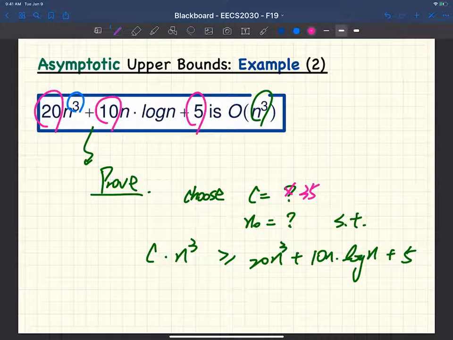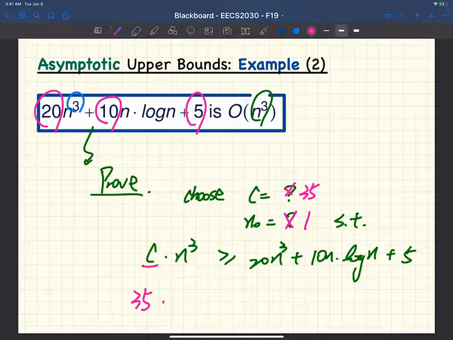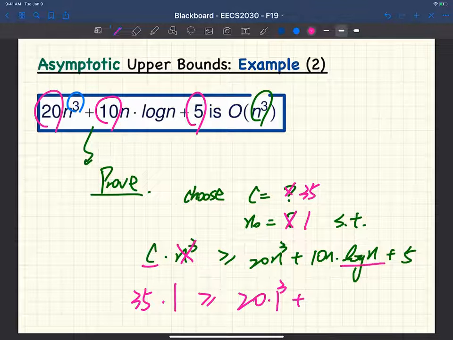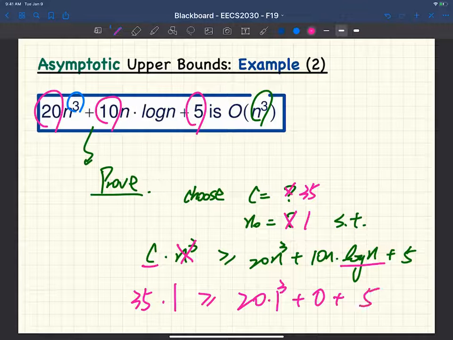Now the question is, can N0 be 1? Well, if you're not so confident, let's do it. So that means 25 multiplied by 1 to the cube, just 1. Is it larger than or equal to 20 times 1 to the 3, plus, now you can see that it's already 0? So this part is simply 0, and plus 5. Well, since we are lucky again, fine. 20 plus 5, 25, right? Guys, we okay so far?